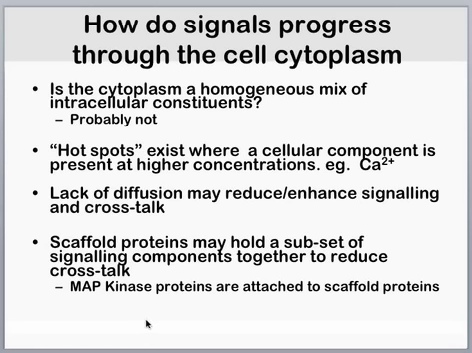So even though we have this notion of crosstalk between signaling pathways, the cell has mechanisms to reduce crosstalk, either through limited diffusion of reagents within a cell or by holding certain proteins together with these scaffold proteins. And that way you get these more specific responses to a signal.